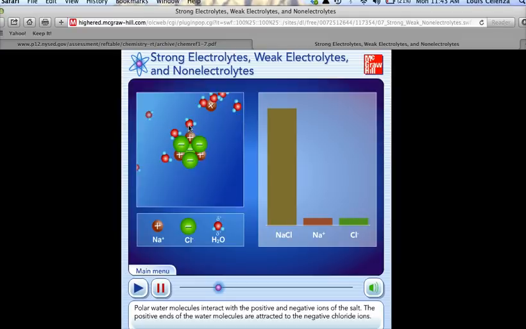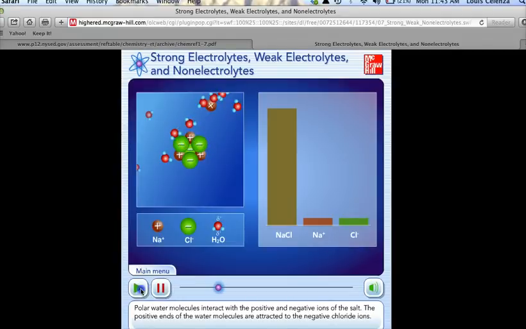So the negative end of the water molecules will be attracted to the positive sodium ions. The other end of the water molecule, where the hydrogens are, is positive. So the positive ends, like you'll see here, will be attracted to the negative chloride ions and pull that chloride ion away. This water molecule will pull the Na plus away, basically picking it apart until the entire salt is just individual ions.